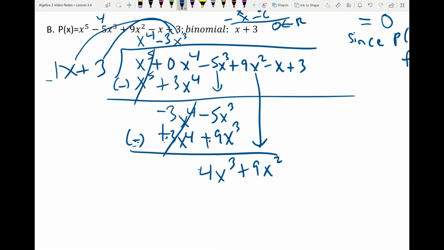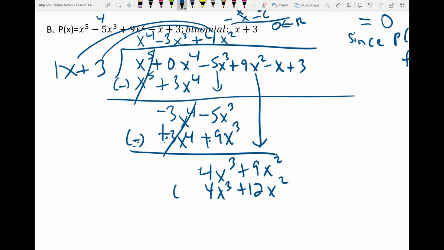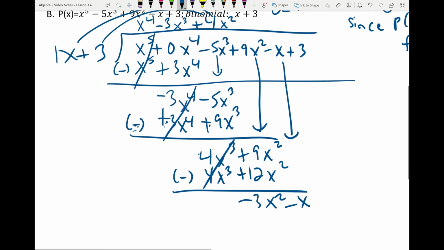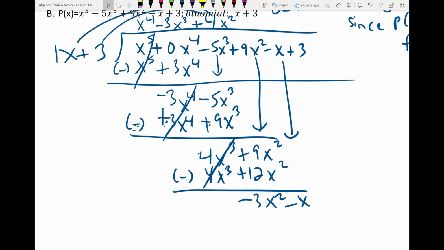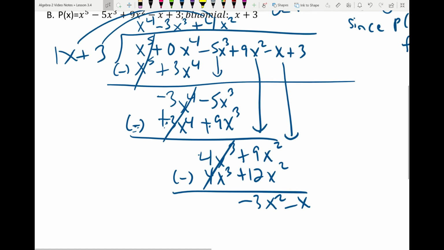So 1 goes into 4 4 times, positive. X goes into x cubed, x squared times. Again, multiply. So we got 4x cubed, and then 4 times 3 is 12, 12x squared. Subtract. Cancels. 9 minus 12 is negative 3. Bring down the minus x. The more you do this, the faster you'll get to it, and then it won't be so bad.